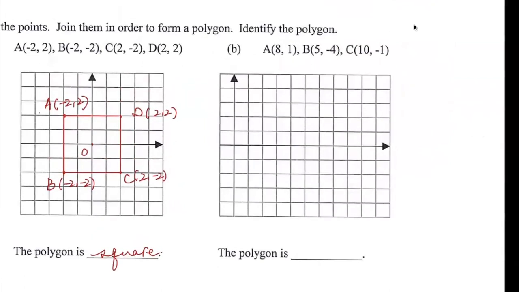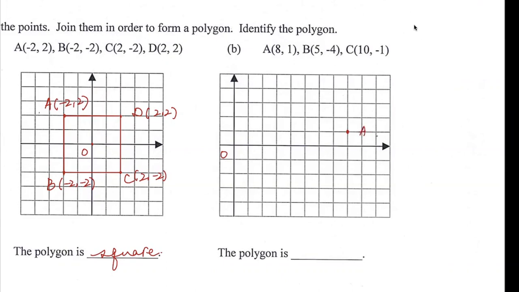Let's look at part B. Part B, the polygon has 3 vertices, right? We don't really need to draw the graph to know it's a triangle, because it has 3 vertices, but let's try. So point A has coordinates 8, 1. This is the origin, right? And we go 1, 2, 3, 4, 5, 6, 7, 8, 1. So this is point A.